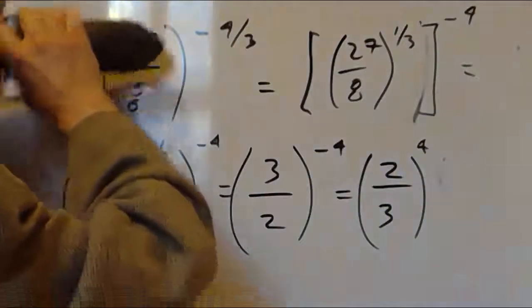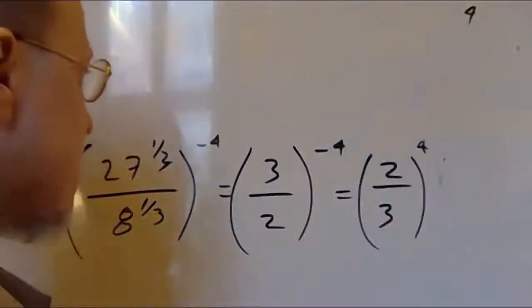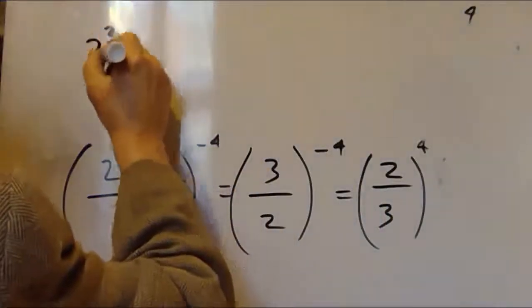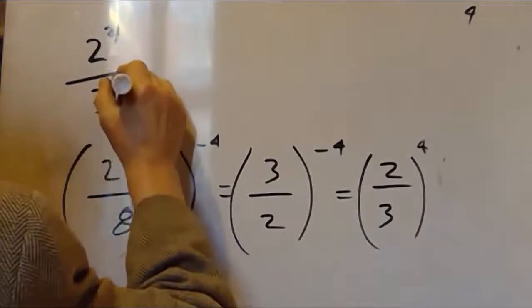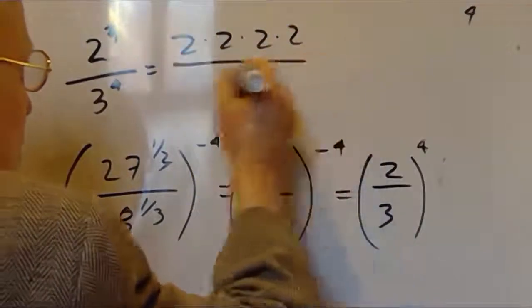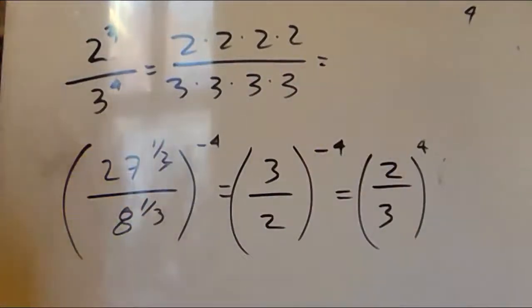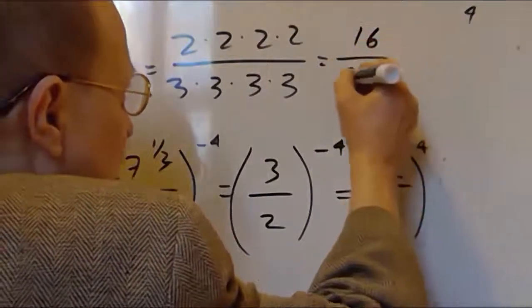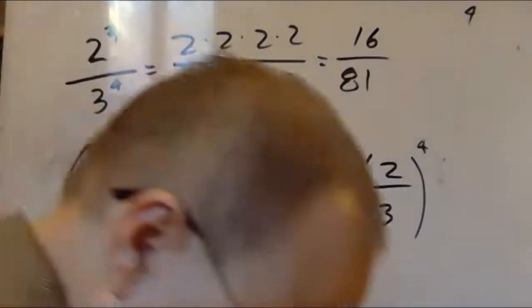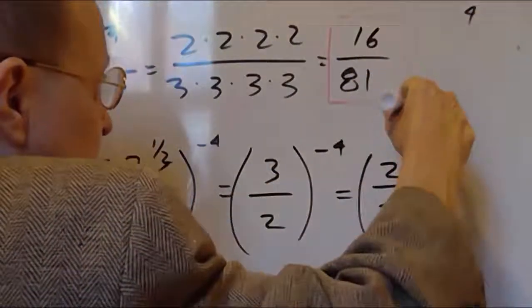And that's the same thing. I'm just going to continue it as 2 to the 4th over 3 to the 4th, which is the same thing as 2 times 2 times 2 times 2 over 3 times 3 times 3 times 3. So if you don't know what that's all equal to, you can just multiply it through. And what you get is 16 over 81. And 16 over 81 would be your final answer.